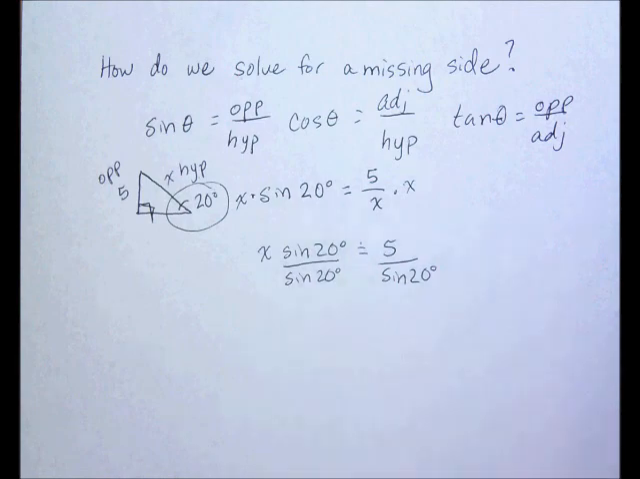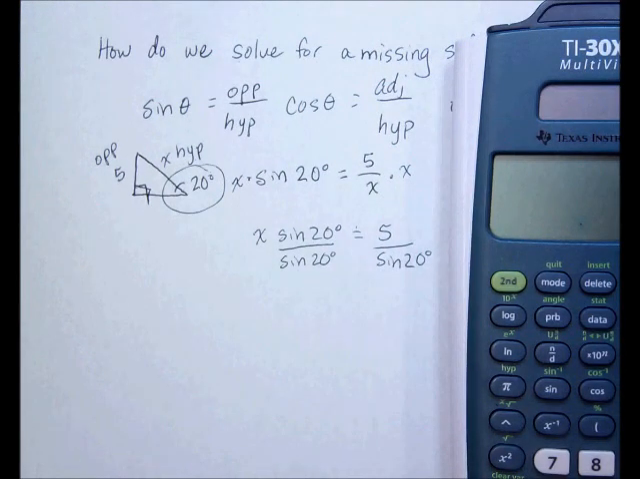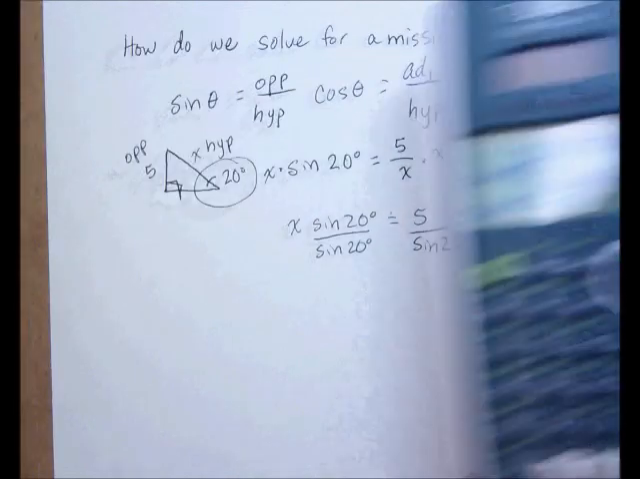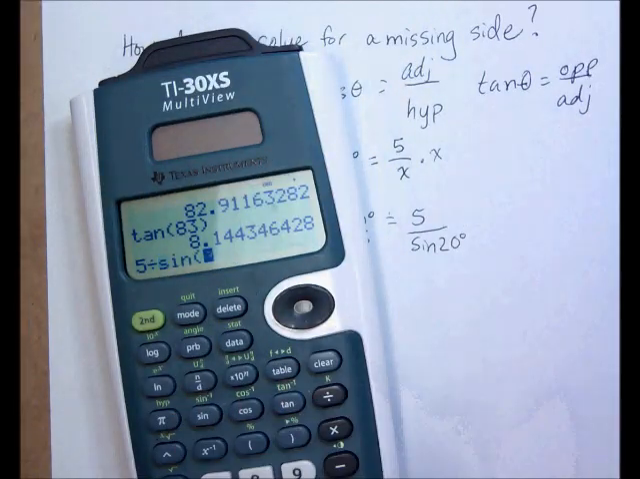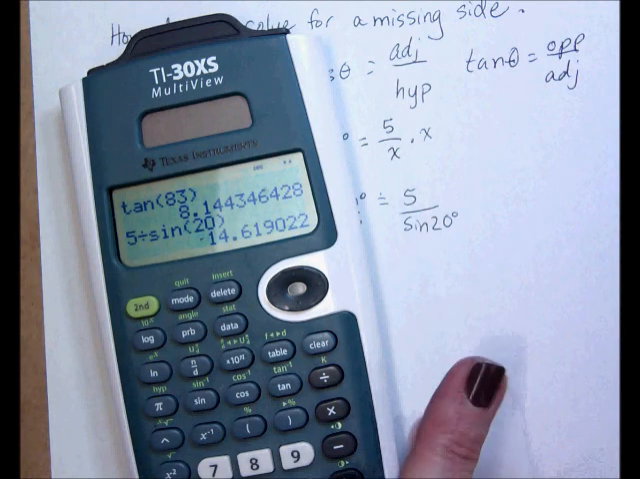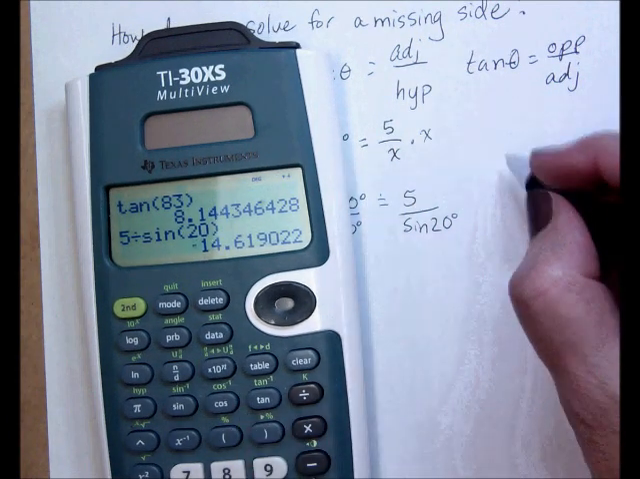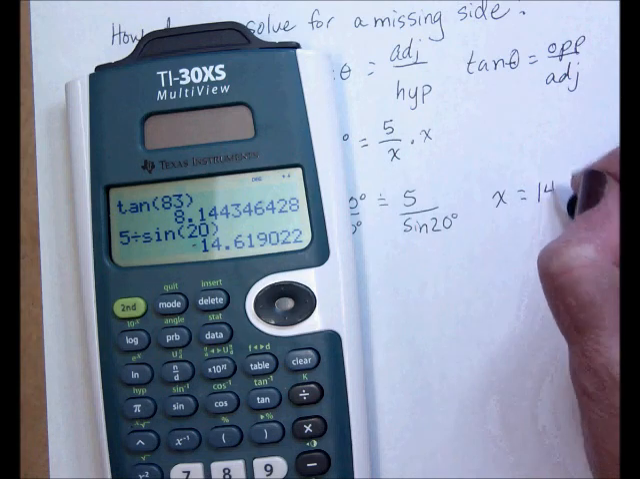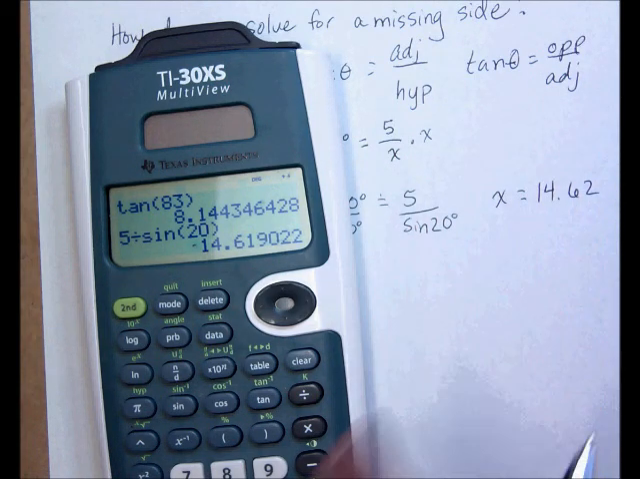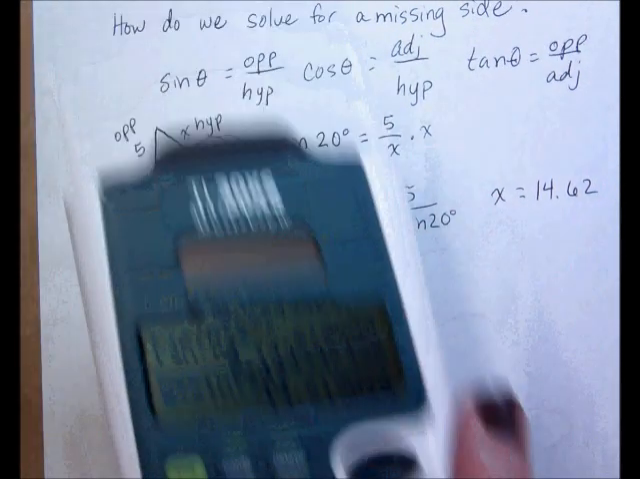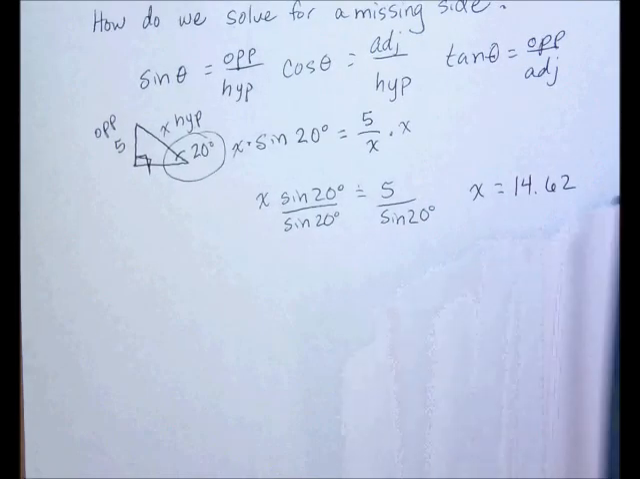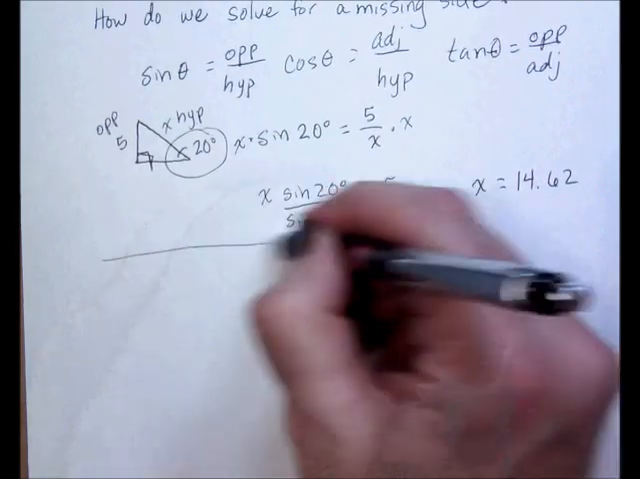And when I plug this into my calculator, I just have 5 divided by sine of 20. And so that gives me my answer of 14.62. So x is equal to 14.62, whatever units my sides are in. Okay, so that reviews solving for a missing side.